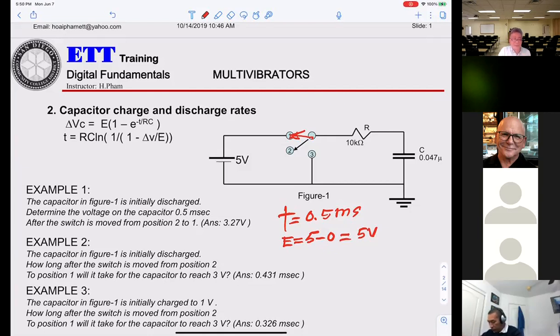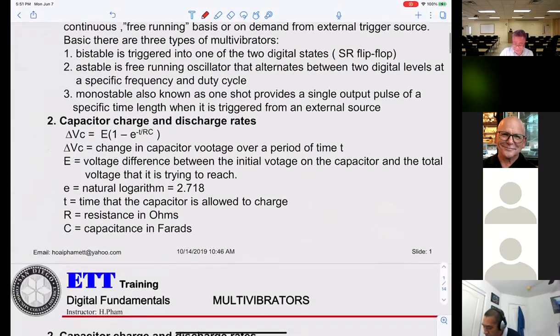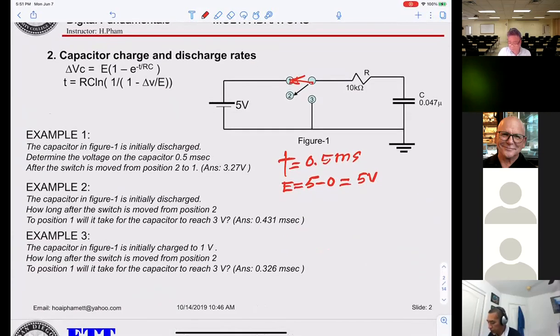Then now you can substitute the values into that formula, Delta Vc, and do your calculation to see if we can get 3.27 volts. And E is 2.71, Mr. Pham? E is 2.718, or 2.72. And then that would be raised to the power of minus 0.5 divided by the tau. Yes, I see.